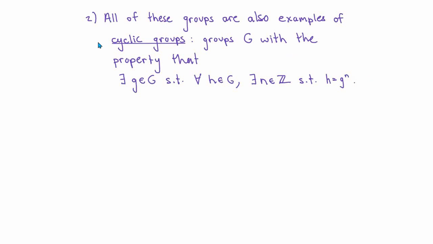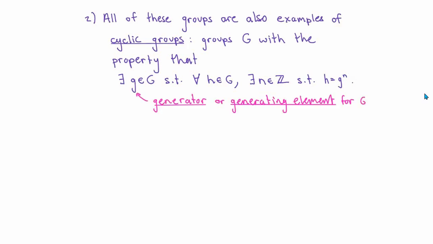Cyclic groups are important building blocks in group theory, and we're going to have a whole video on cyclic groups later on. But I'd like to go ahead and give you the definition and some examples right now. A group G is called a cyclic group if there exists an element little g in G with the property that every element little h in G can be written as g to the n for some integer n. In this case, we call the element little g a generator or a generating element for the group G.